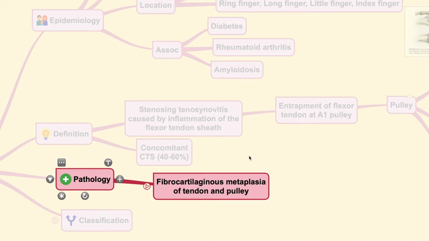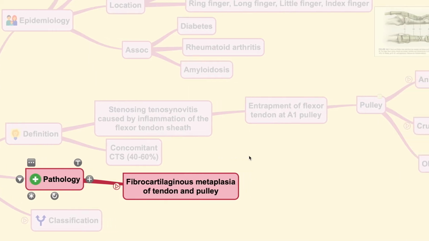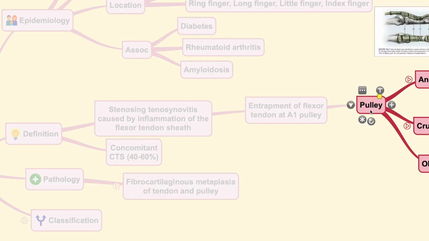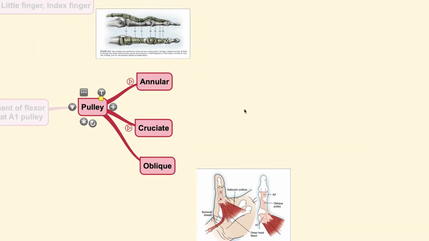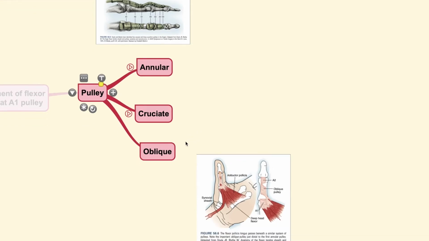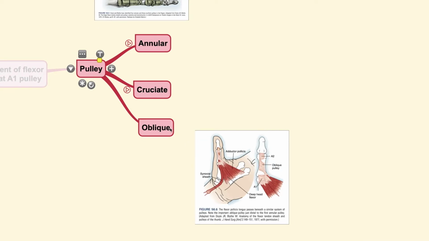So it is important for us to discuss a little bit about the pulley system of the flexor tendons. The pulley system of the hand is divided into 3 types. The first would be the annular pulley, the second would be the cruciate pulley, and the third would be the oblique pulley. Let us start with the oblique pulley.